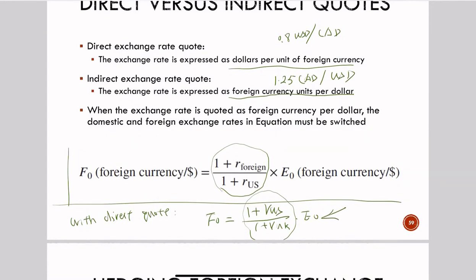But in our exam, we will always use direct quote. So let's remove this confusing component. I am talking about this just because in the future you could potentially see an indirect quote. In that case, you should know the correct form of the interest rate parity theorem.